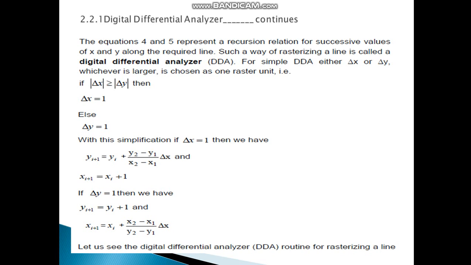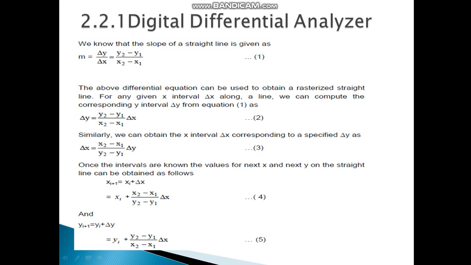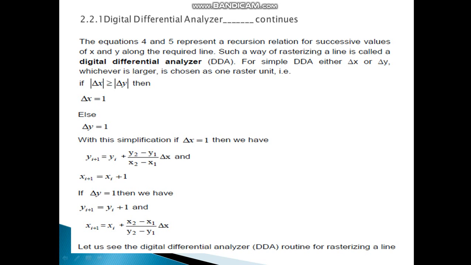Then here the equation is x(i+1), means x2 is equal to x1 plus m. m means x2 minus x1 upon y2 minus y1 into delta x. With the simplification of this equation, we get x2 minus x1 upon y2 minus y1 into delta x.